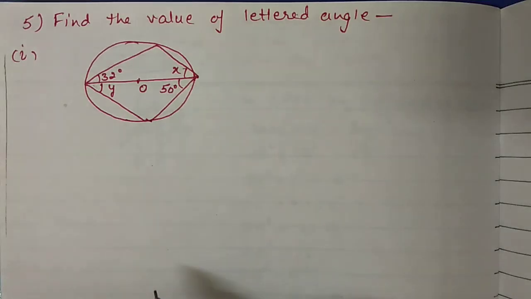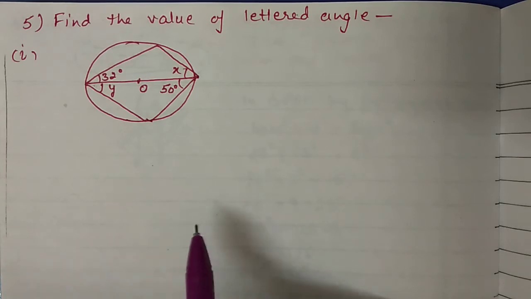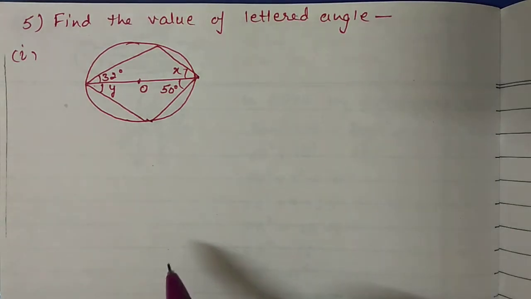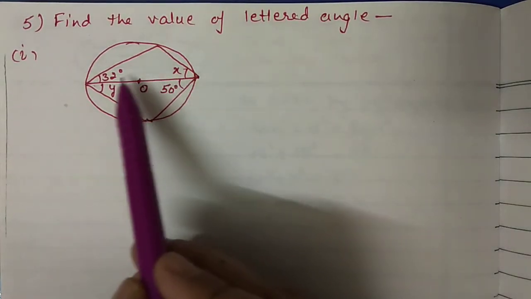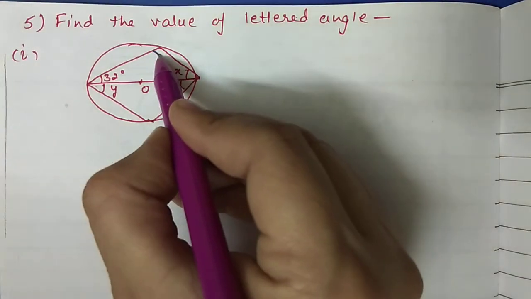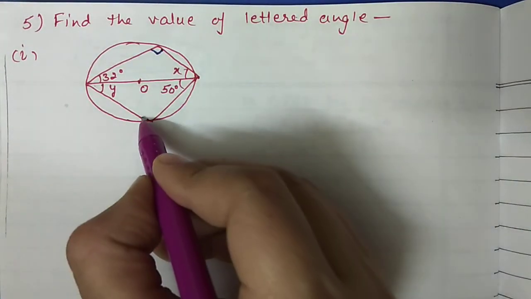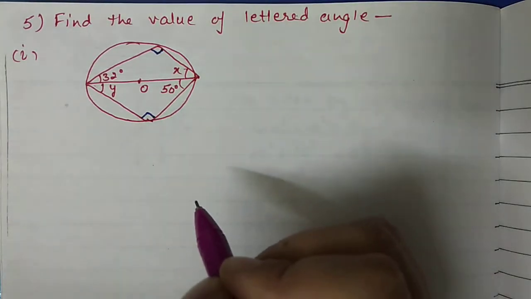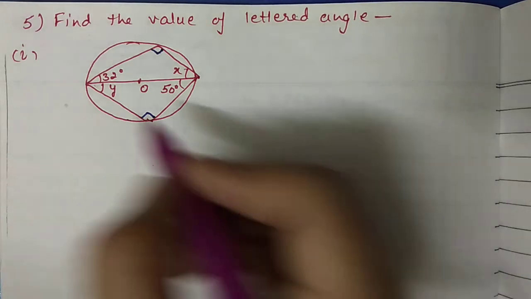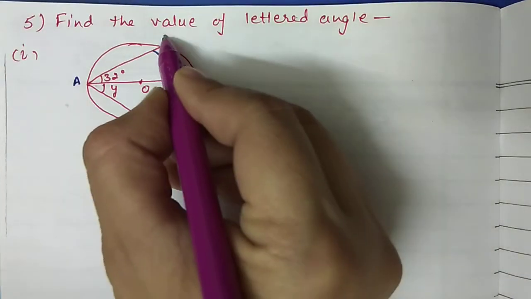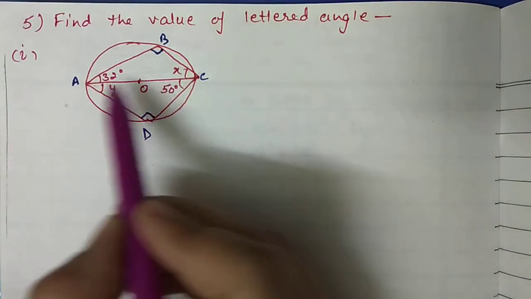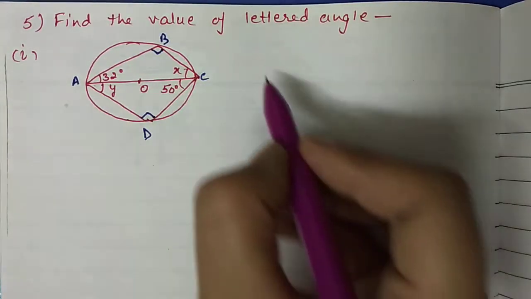Next, question number 5. Find the value of the lettered angle, and here it is given this O is the center of the circle. As we discussed in properties, the semicircle angle will be 90 degree. So this angle here will be 90 degree, and here also this is a semicircle angle, so this one also will be 90 degree. First we can give names to our figure: A, B, C and D. So first we will take this triangle ABC.